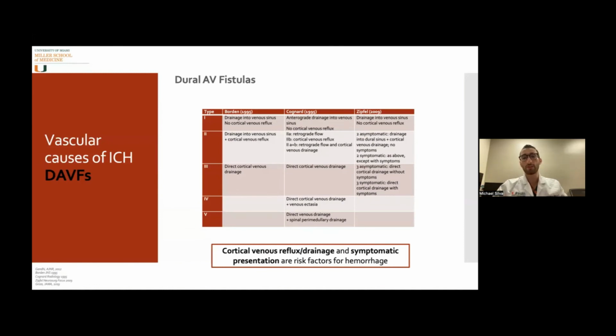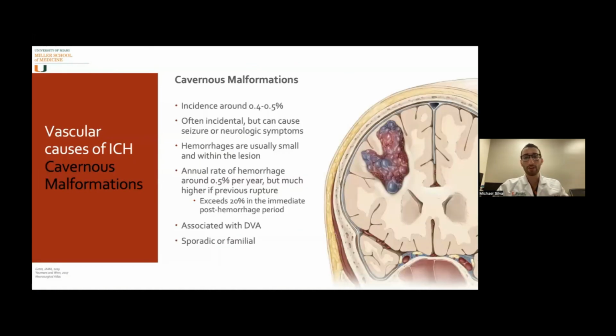And then more recently, Zipfel and colleagues identified the fact that symptomatology is important for predicting hemorrhage as well. So not just the angiographic characteristics of the fistula, but for patients who present symptomatically, they showed that there's a much higher risk of hemorrhage as well. So the main takeaways: cortical venous reflux and symptomatic presentation are the major risk factors for hemorrhage of a dural AV fistula.